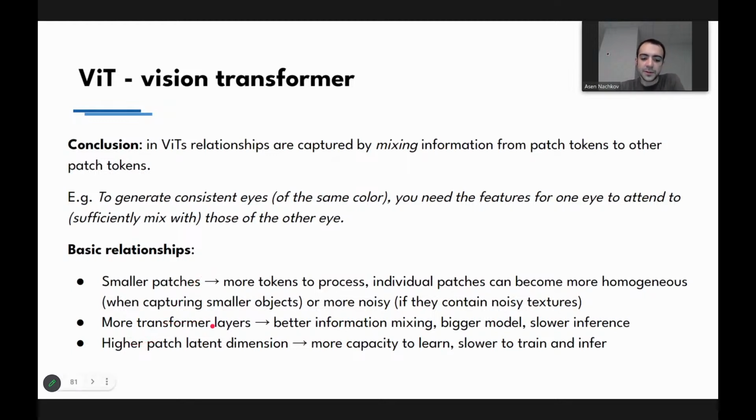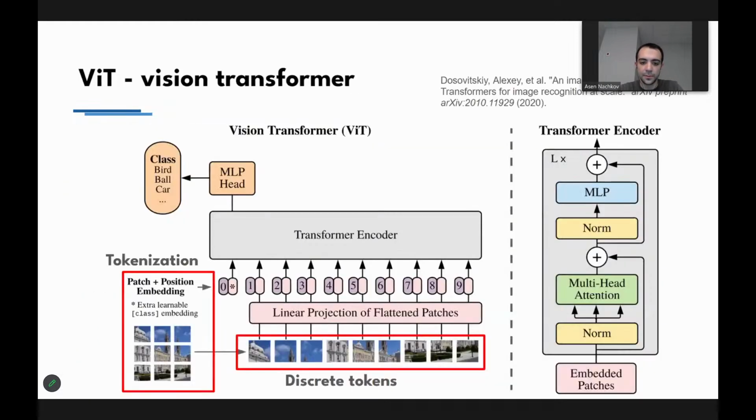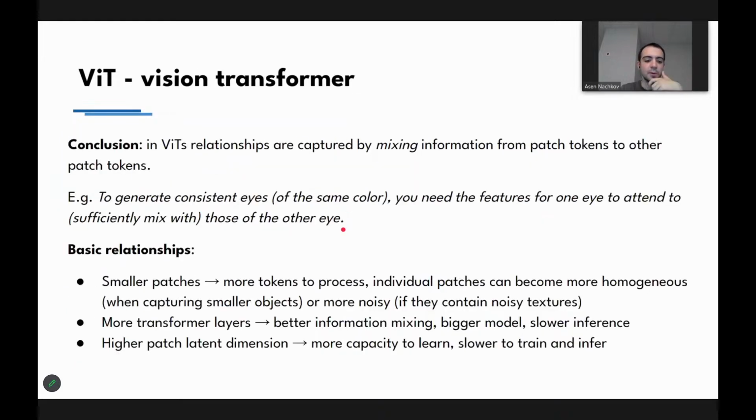More transformer layers, as in NLP, typically improves performance, but also increases the inference time. And lastly, if we increase the latent dimension of each patch, so this would be basically the hidden dimension in the transformer, this is like providing more power to the transformer, so the representational capacity of the model increases at the cost of being slower to infer.